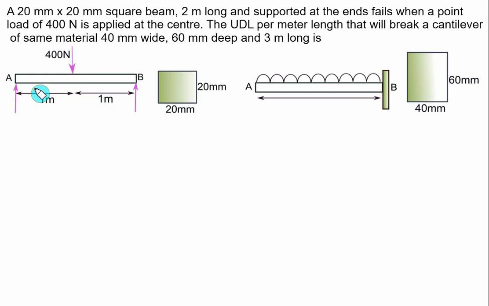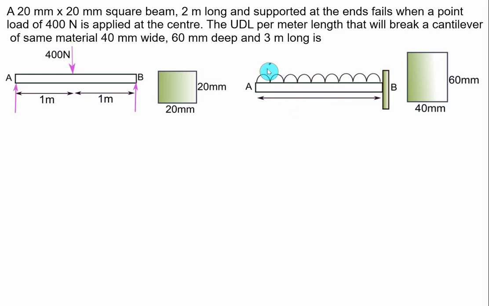That is, we have a simply supported beam, one center load is given, and the size of the beam is given. It fails, which means we can calculate the maximum bending stress from the given figure. The UDL per meter length that will break a cantilever of the same material means the value of the maximum bending stress for this beam and for this cross section, which is 40 mm wide and 60 mm deep, is 3 meters long. What is the value of UDL? You have to find out.